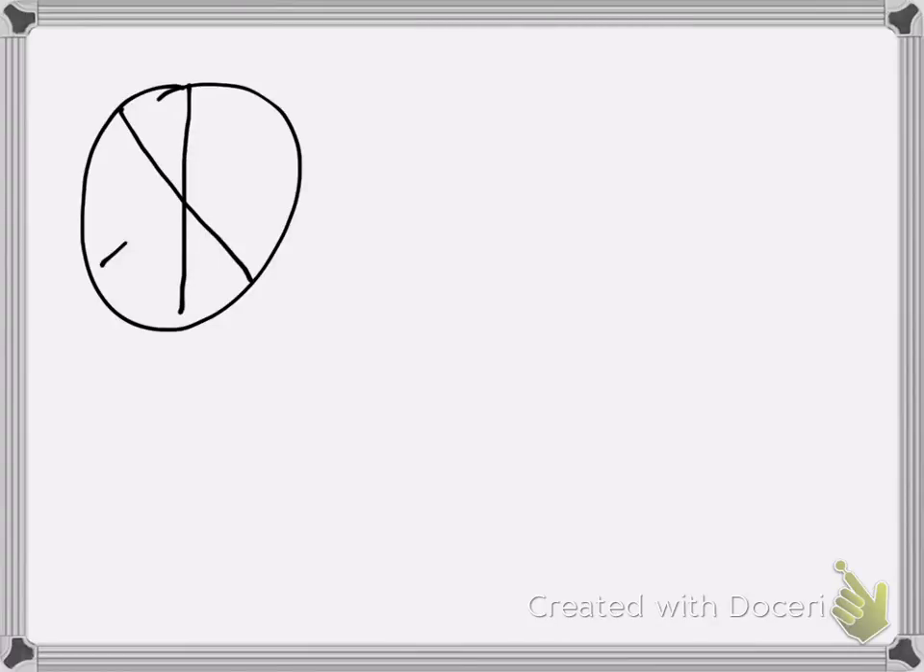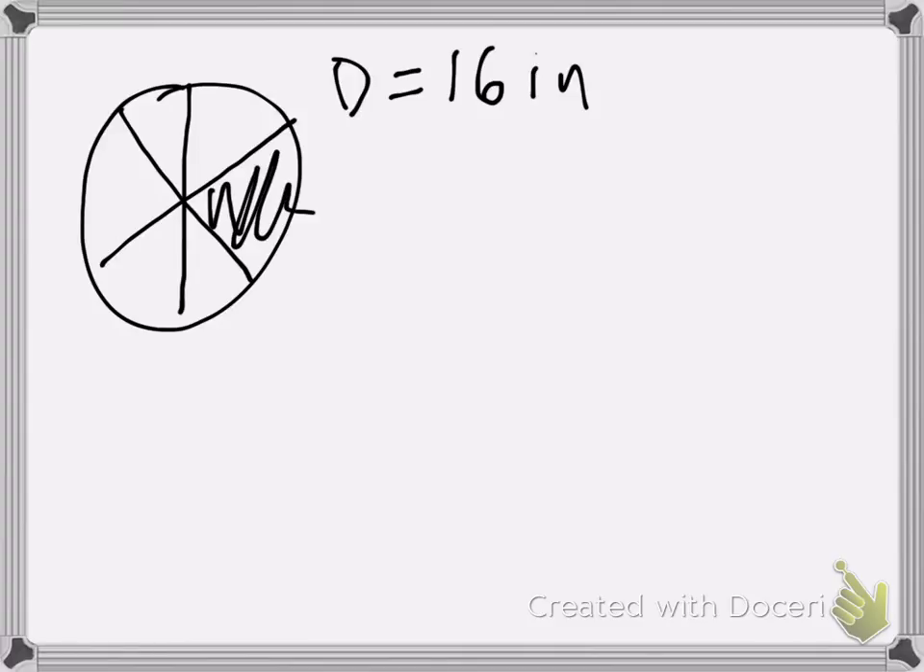Alright, and then this is number 14 from the Exam 1 review. This is a calculator question. We have a 16-inch diameter pizza. It's cut into 6 slices. What is the area of each slice? So here's our pizza. Cut it into 6 slices. The diameter here is 16 inches. Okay, so we want to know the area of one of these slices.